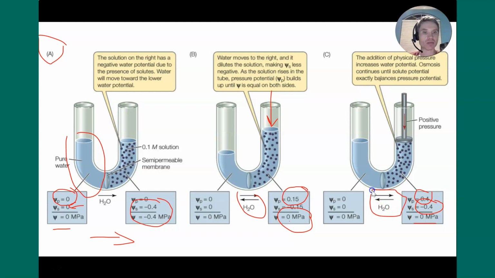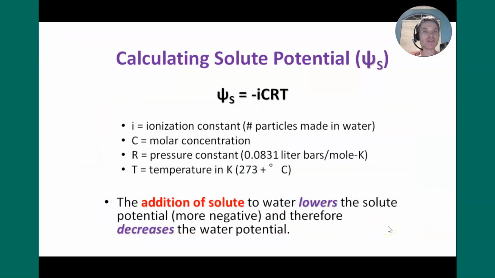And once again, just like the middle example, we don't see any movement of water. So that's if I give you the solute potential, but you also have the ability to calculate the solute potential. And that is using this formula, right? Psi s is equal to -iCRT.